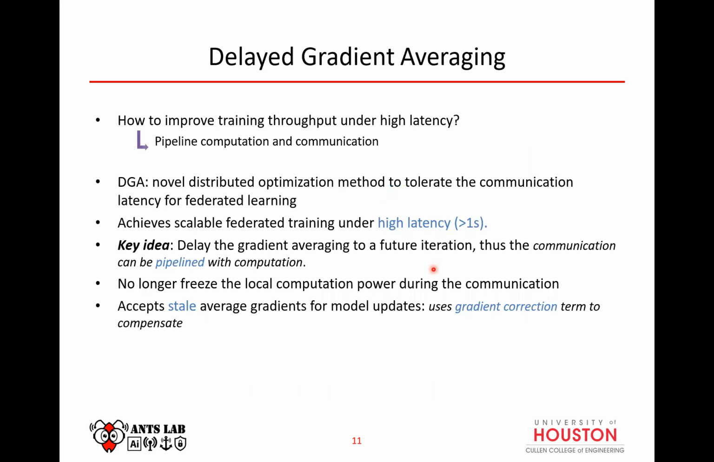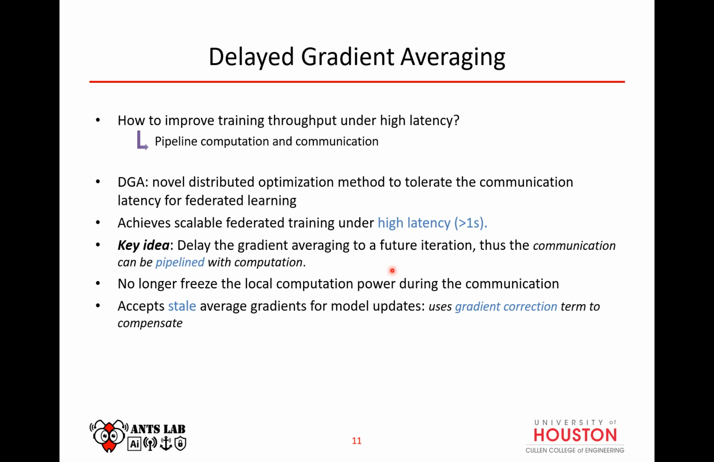So what is this paper proposing? This paper is proposing a method called delayed gradient averaging, which is the main method of the paper. How do they improve the training under this high latency problem? They try to pipeline both computation and communication together. It's a distributed optimization method which can tolerate the high communication latency that federated learning usually offers, and it can scale even under high latency of more than 1 second. The key idea is to delay the gradient averaging to a future iteration.